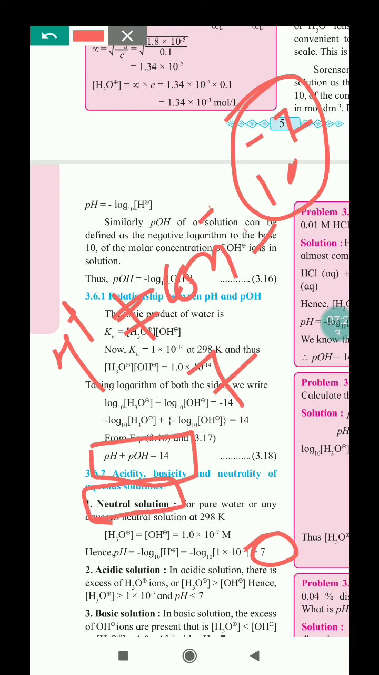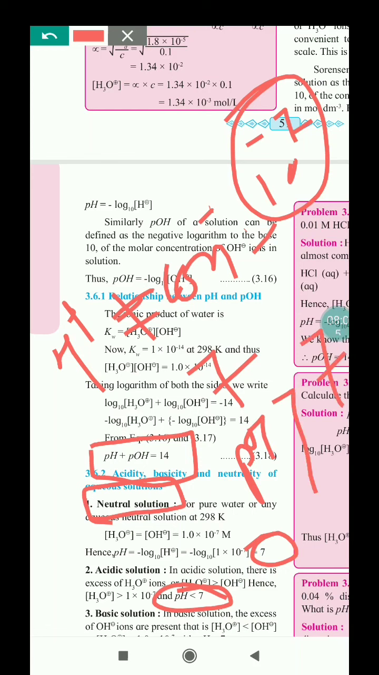For an acidic solution there is an excess of hydronium ion or H positive ion, and as the concentration of H3O positive, hydronium ion, is greater than hydroxide ion, its pH is less than 7. And for a basic solution, as the hydroxide ion is more than hydronium ion, its pH is greater than 7. Here the pH of the basic solution is greater than 7.